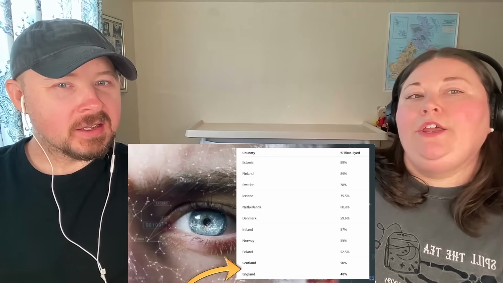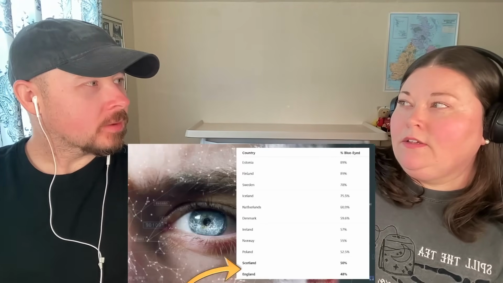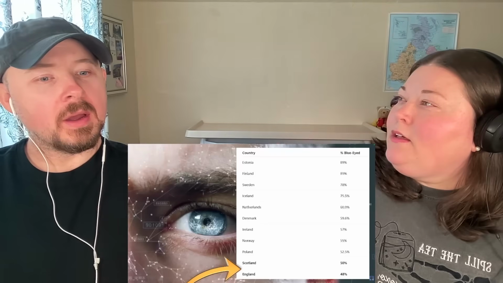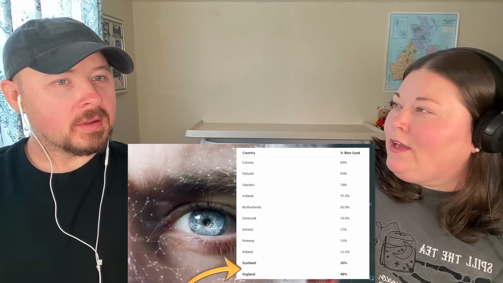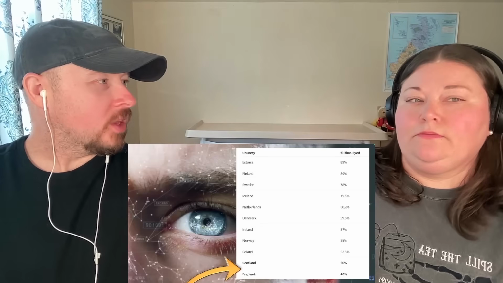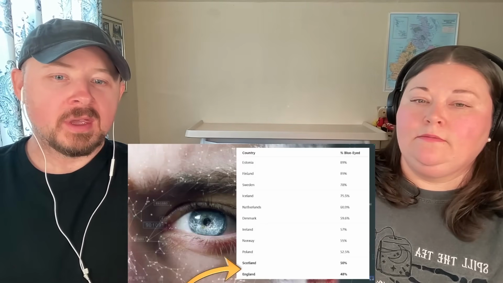Finland, Sweden. I'm assuming Estonia is far north. So the farther north you are, the more you need to allow sunlight in because there's less sunlight, right? Yeah, that's true, and that's why lighter eyes tend to be more prevalent in northern climates.